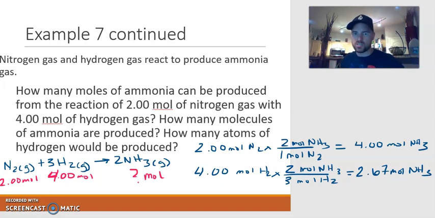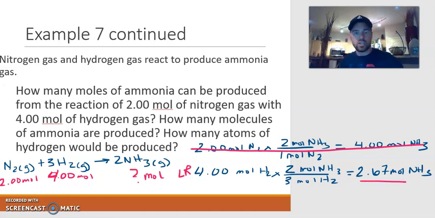So, which is the limiting reactant? The limiting reactant is the hydrogen. And so this first quantity will actually not even happen. That's not a real thing. The amount of product, the number of moles of ammonia that you can produce is 2.67, right?